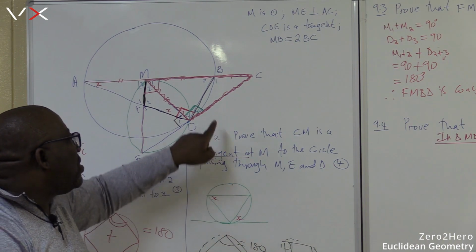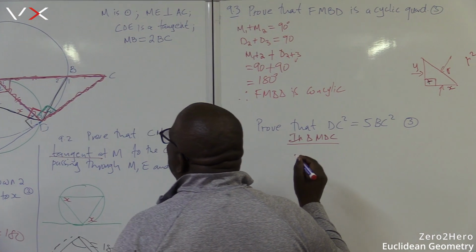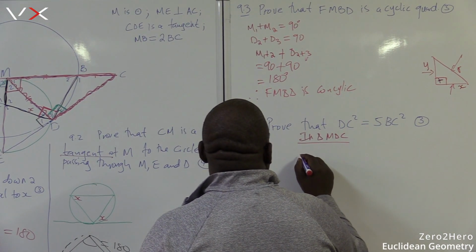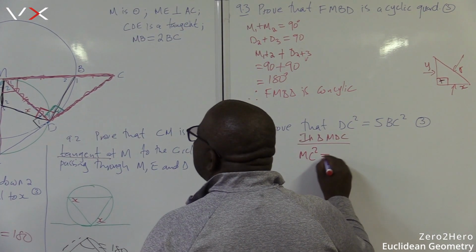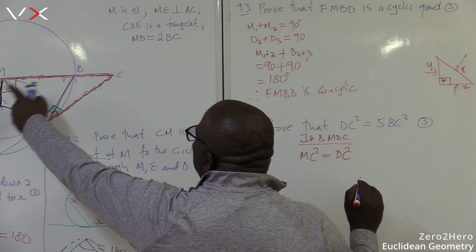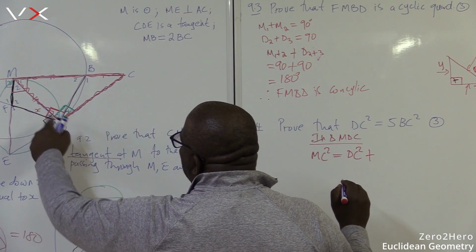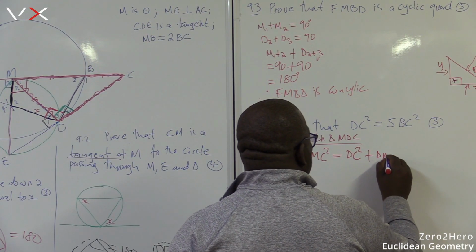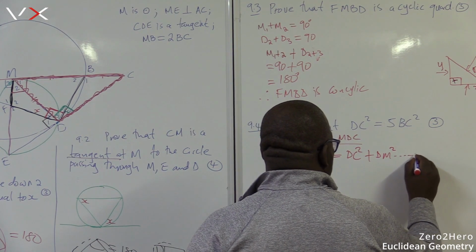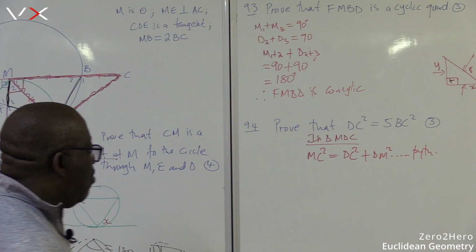But this one started with DC. We know that DC squared, let me write it down so that it will make sense. We know that MC squared is equal to DC squared plus DM squared, or MD squared. Reason? Pythagoras theorem. All right, that's what we have.